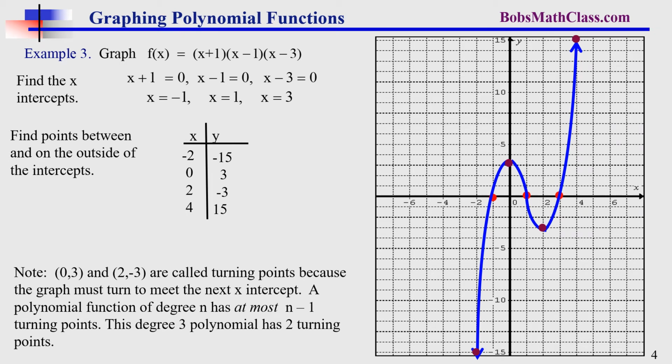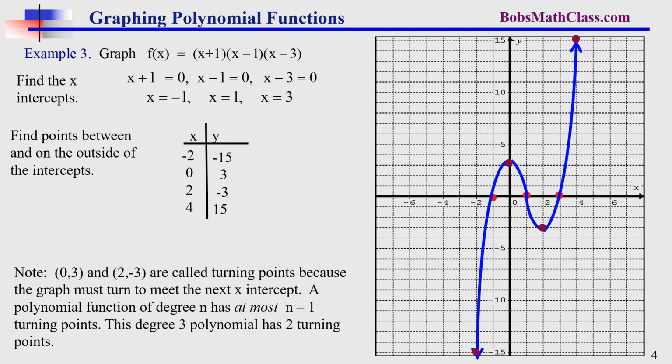Now just a little note. The points 0, 3 and 2, -3, those are called turning points. Because at 0, 3, see, it's not going up any longer. It's got to start coming down because it's got to hit the next intercept, the one that's at 1, 0. So we call it a turning point. And then once you get down to the bottom at 2, -3, it's got to start heading back up because there's points going up. It can't keep going down forever, right? It's got to go back up eventually.